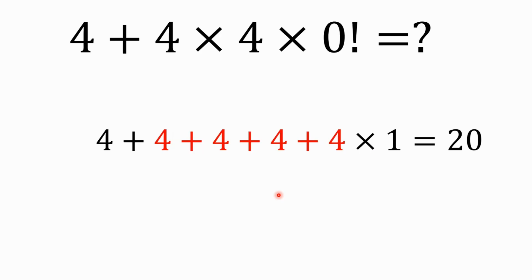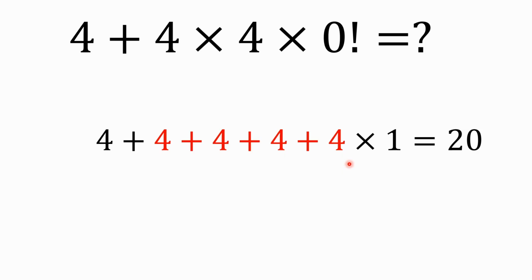Also, keep in mind, we've talked about this before in other videos, but 4 times 4 is the same thing as adding 4 times. So you could replace the 4 times 4 with 4 plus 4 plus 4 plus 4. You still have to know that 0 factorial is 1, but 4 plus 4 plus 4 plus 4 plus 4 times 1 is 20. So there's no 0, there's no 4, there's none of that. So I'm hoping that was helpful.